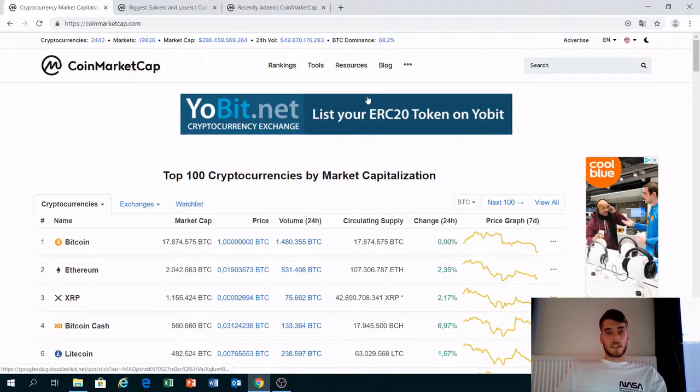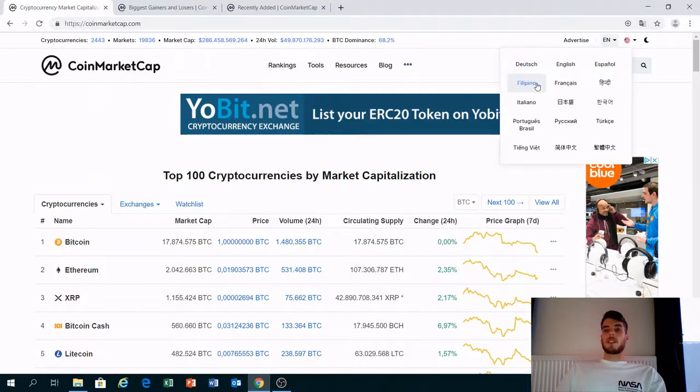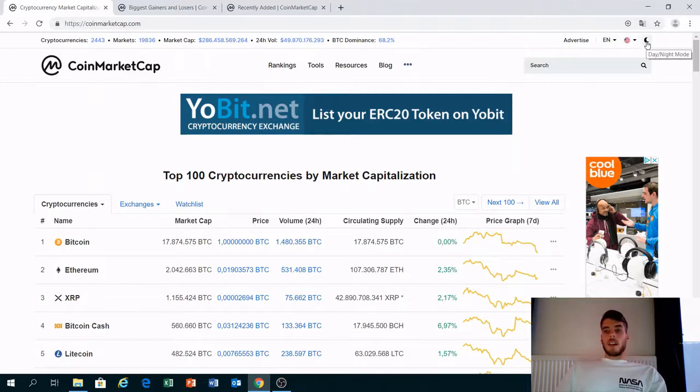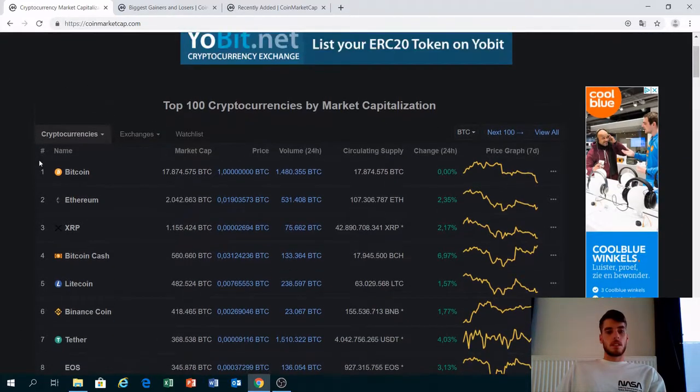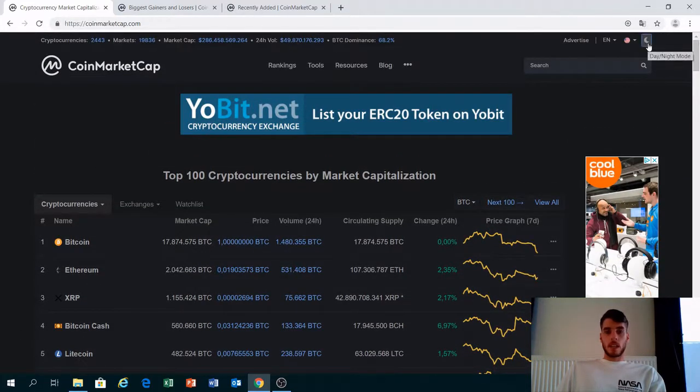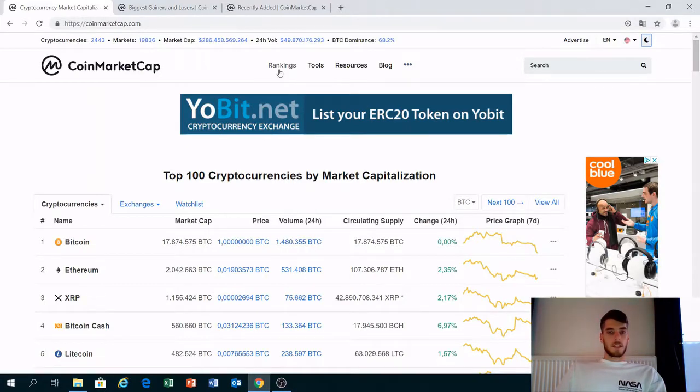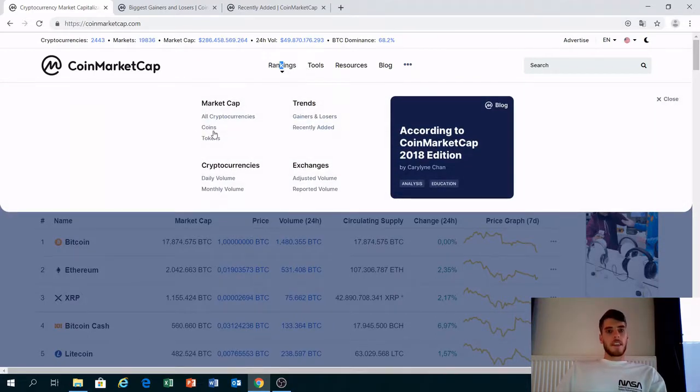Okay, now of course at the right here you can choose your language if you don't like English, and if the light hurts your eyes because it's night, you can turn it into night mode, and then the background turns black. So if you go to here, you see rankings, you click it, you see all cryptocurrencies, coins, daily volume, monthly volume, and of course here the trends, the gainers and the losers.